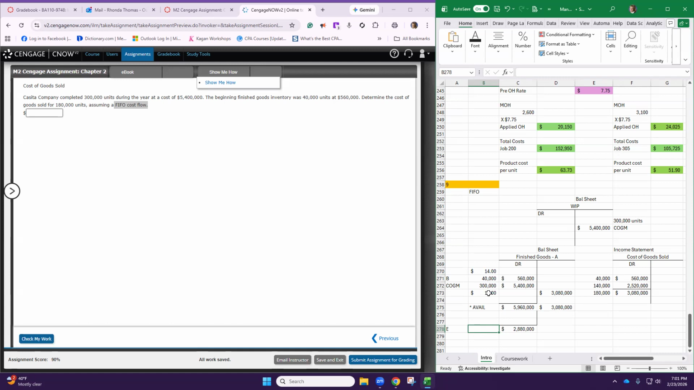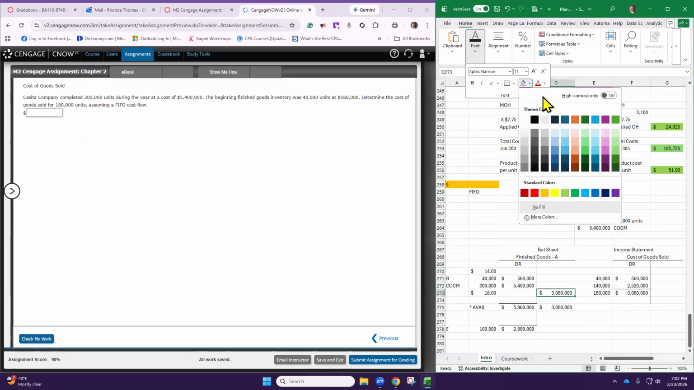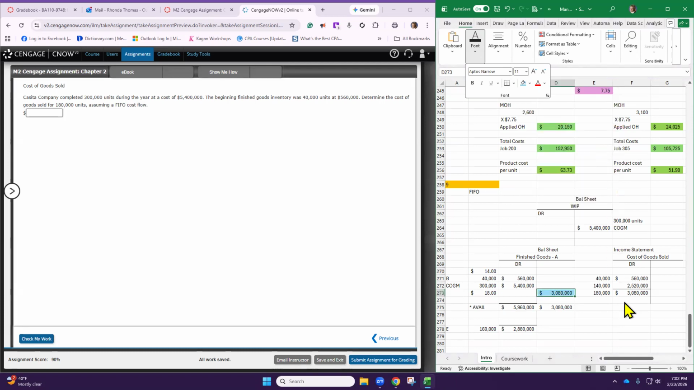140, and 300,000 minus 140. I believe that is 160. Let's just calculate it. So here's how many units. If they were to ask how many units, but they want the dollar value of the cost of the goods that were sold. The dollar value of the cost of goods sold. So it's there and it's there. This one was just a check figure to make sure that it was calculating correctly.